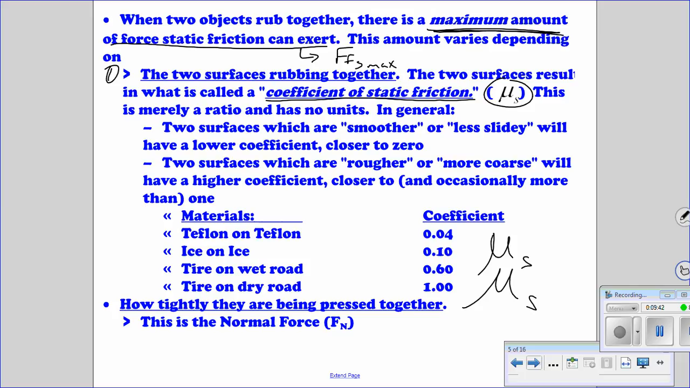All right, the lowest coefficient of friction you could have would be 0. Okay, and in the real world, that doesn't exist. You can get close to 0, but nothing is perfectly 0. All right, and then anywhere around 1 is very high.